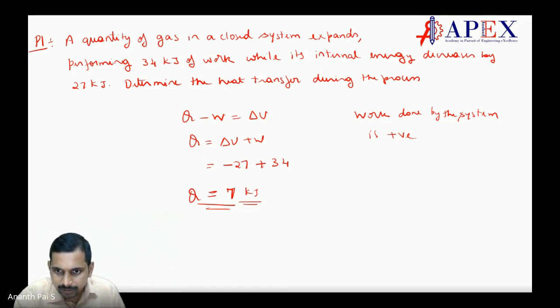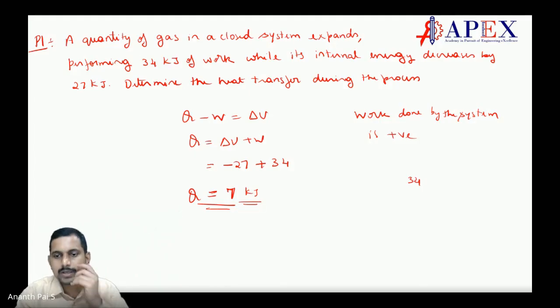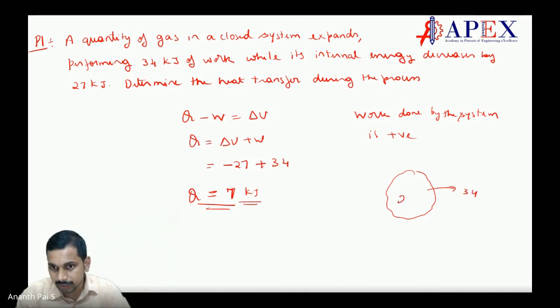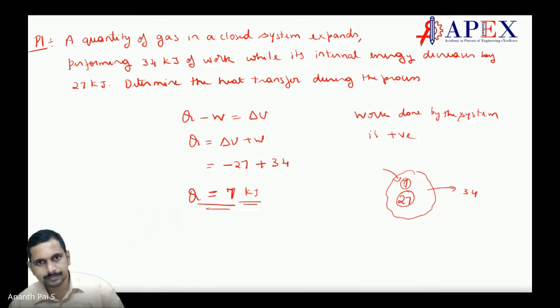Work is done by the system, 34, and we are adding heat. Work will be done by the system if we add heat at the cost of internal energy. So what is happening here? There is work going out, 34. It has gone out. 27 is the internal energy already there. If I don't add heat 7, then this will not add up. Make sense, students? Yes, sir.